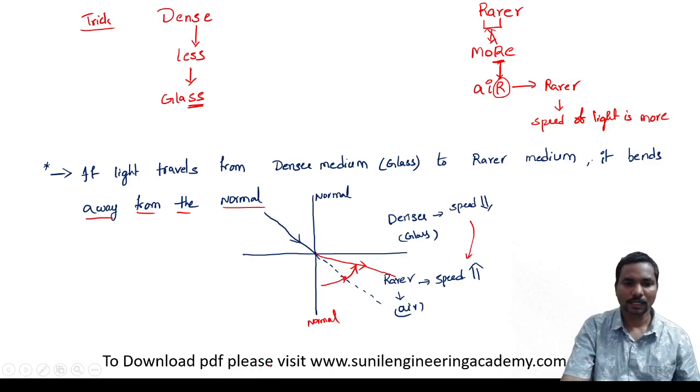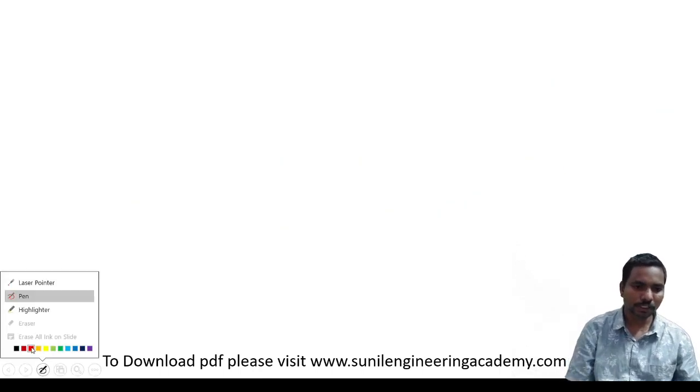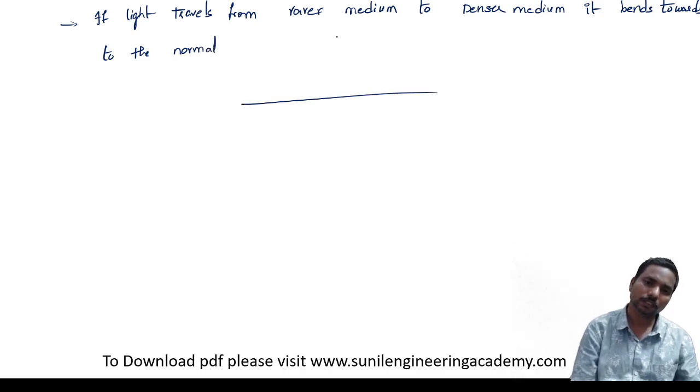In the same way, reverse. Just try to listen, guys. After that, I will give the trick. No need to worry. If light travels from rarer medium to denser medium, it bends towards the normal. Towards the normal.